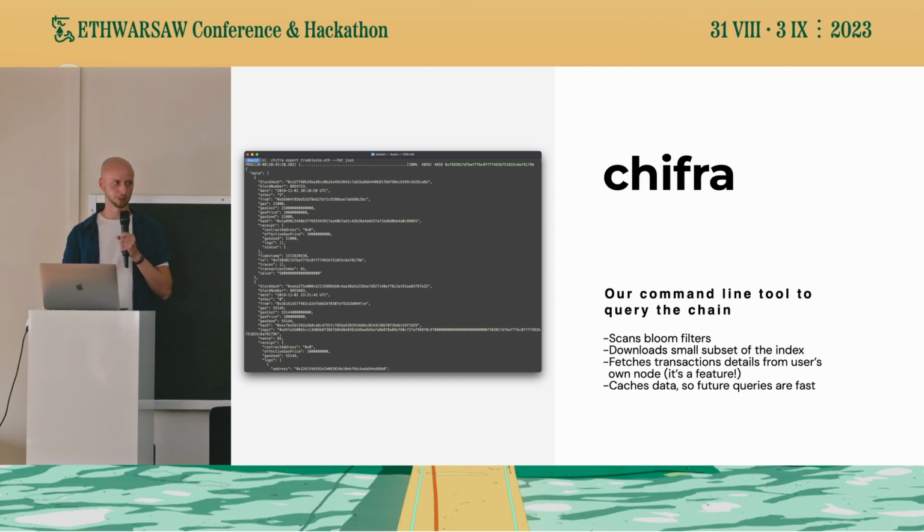So the user asks for a specific address. Then Shifra scans Bloom filters to learn which chunks it should download. And it downloads only a small subset of the index, only the chunks that it needs. Then it fetches transaction details and other useful data from the user's own node. And it's actually a feature that we require our users to have their nodes. And because blockchains are immutable, we can cache the data. And we can make future queries way, way faster.